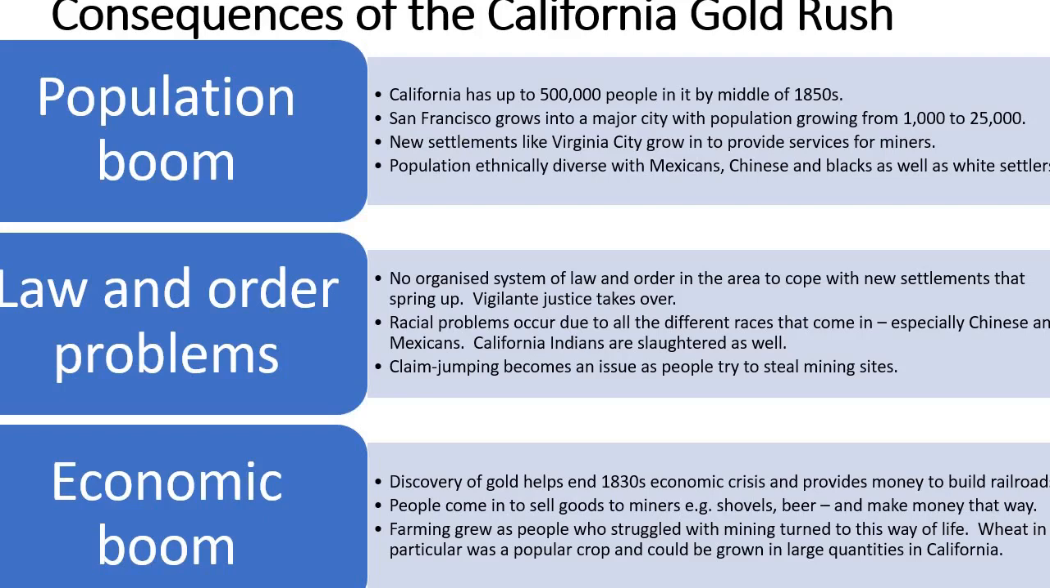We have huge growth in farming, particularly with the wheat industry in California takes off. It can be grown in large quantities in California. People come in to sell goods to miners, as we mentioned, shovels and beer, and make money that way. And all of this helped to provide a huge amount of money that led to, for example, the ability to build the railroads later on, to the west. So that economic boom is another significant consequence of the gold rush as well.